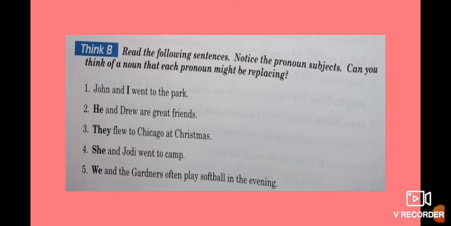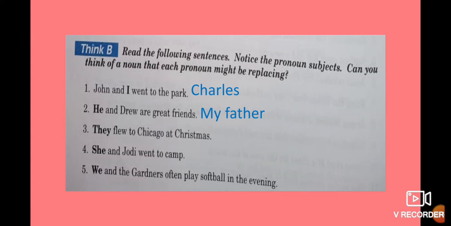So let's see, now Think B. In that case, we read the following sentences and we try to replace the pronoun with a noun. For example, John and I went to the park. We can say, John and Charles went to the park. We can substitute with a common noun or proper noun. Number 2, he and Drew are great friends. We can say, my father and Drew are great friends.